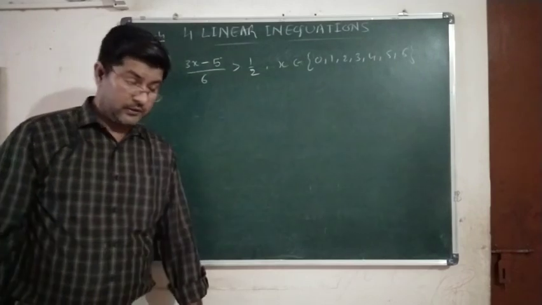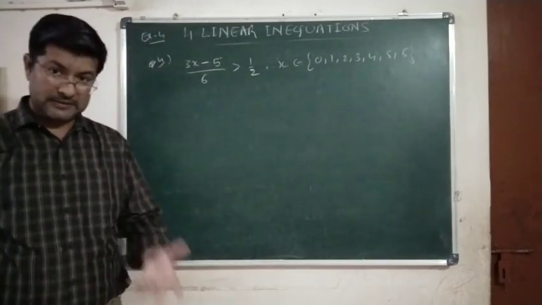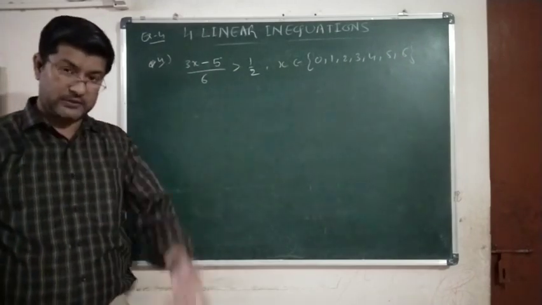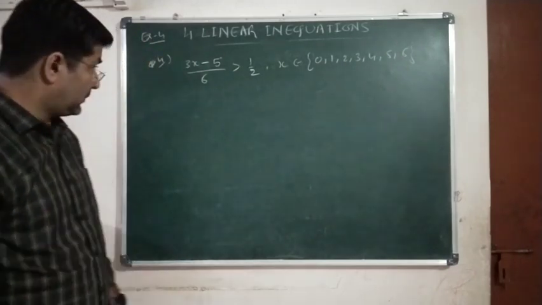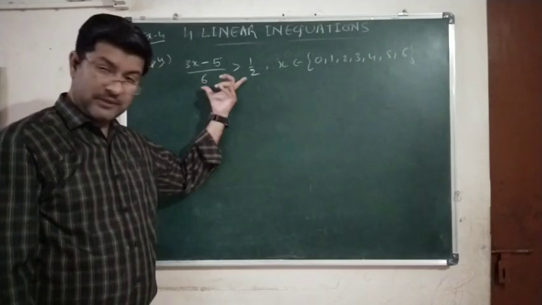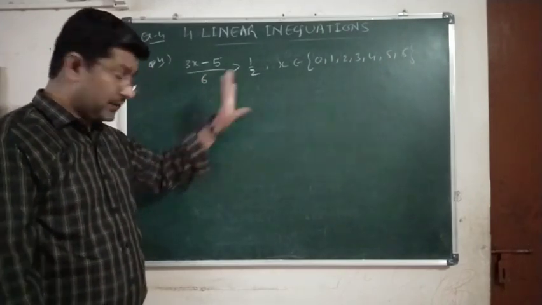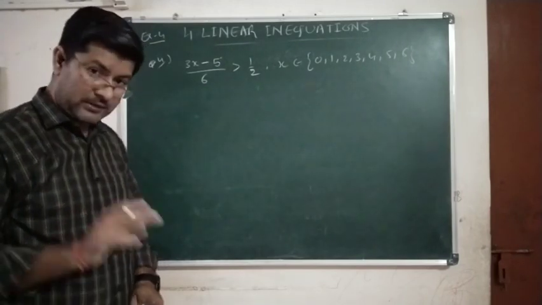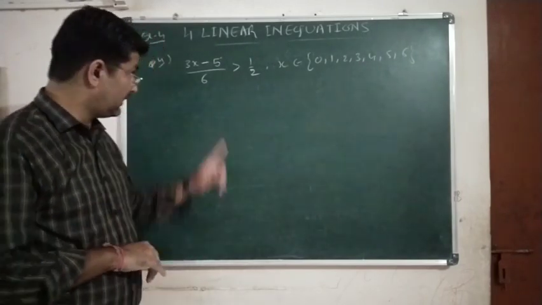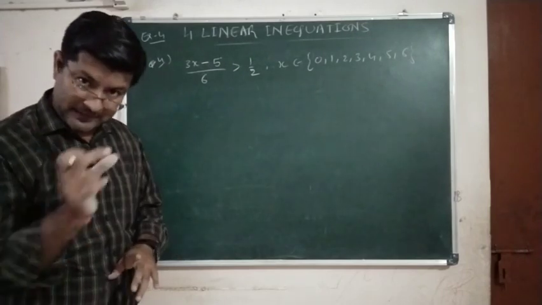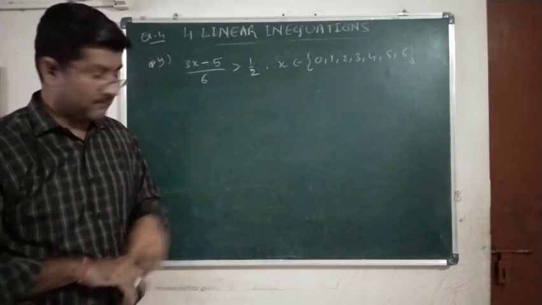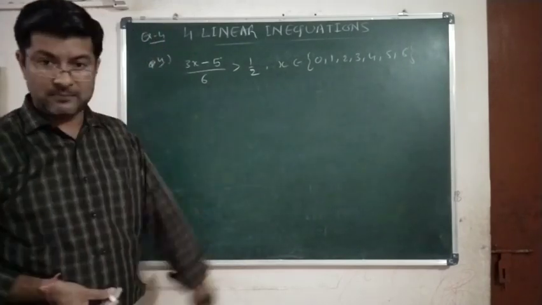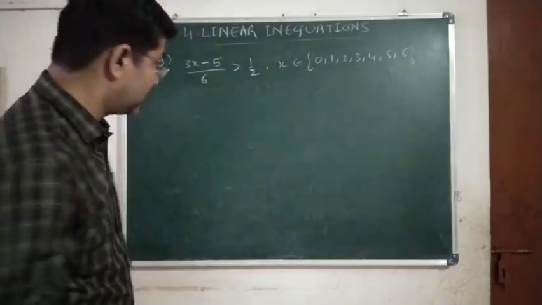Okay, whenever you have rational expressions on both the sides, that is fractions, positive or negative, first we will try to eliminate the denominators. Now this can be done in two ways, but the most common way is we will take the LCM and then multiply both the sides with the LCM. So LCM of 6 and 2 is 6, and then we will multiply both the sides with 6.